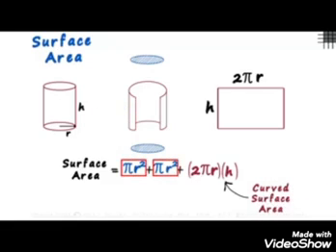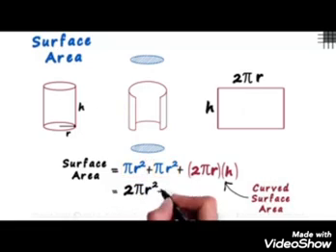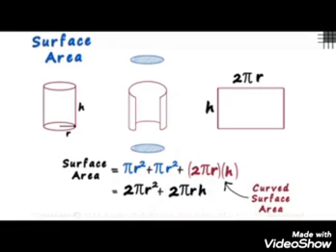Adding these like terms, we get 2 pi r squared and we write 2 pi r h as is. 2 pi r is common to both the terms. So we write the final formula as 2 pi r multiplied by (r plus h). If we are given the radius of the base and the height of the cylinder, using this formula, we can find out its total surface area.